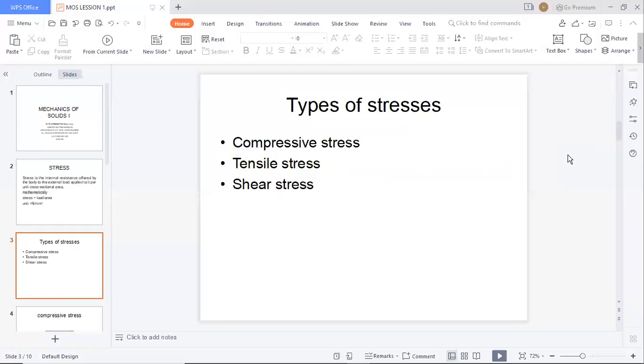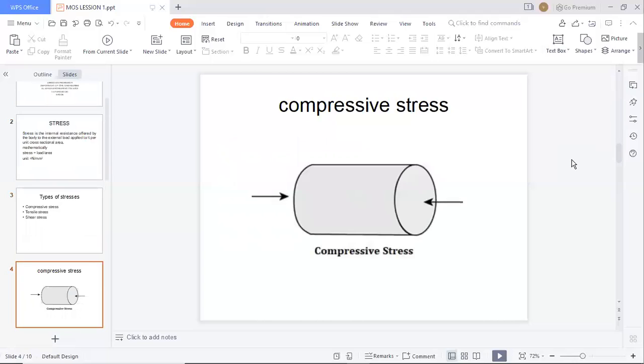Next one, tensile stress. Tensile stress means the tensile force by area; that is called tensile stress. Next, the shear stress. Shear stress is the ratio between shear force and area, which is called shear stress. So we can see the diagrams, the representations.